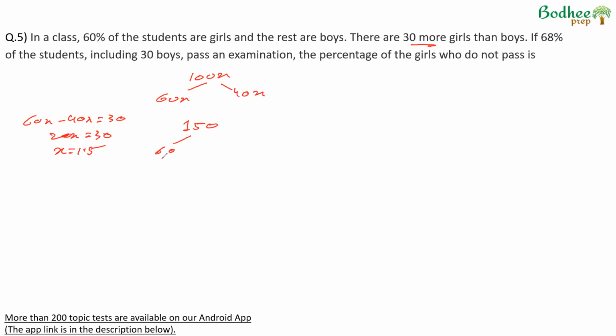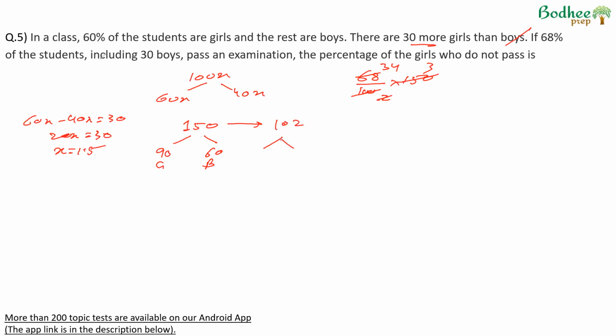Out of them, 60% are girls, 90. 60% of 150 will be 90. 90 are girls, and the remaining 60 are boys. This is done. If 68% of the students, including 30 boys, pass the exam, now 68% of 150, we are trying to find out. 68% of 150 pass the exam. 102 students pass the examination.